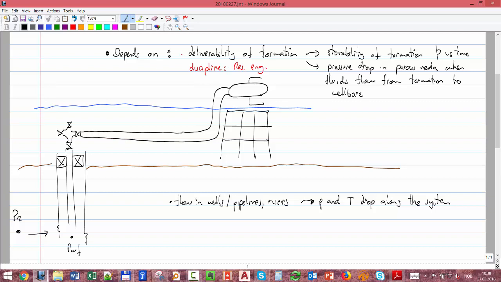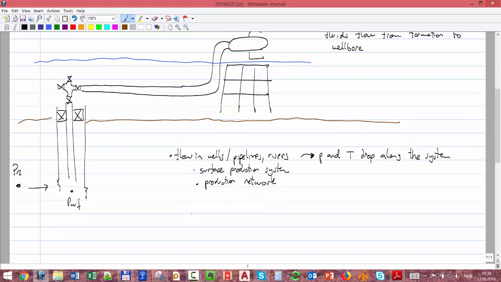Okay, and so this is sometimes called the surface production system, because it's everything at a higher elevation than the reservoir. Or you can sometimes call it the production network, and we are going to cover that not today, but in a later class. So these are some of the terms you use to talk about that.